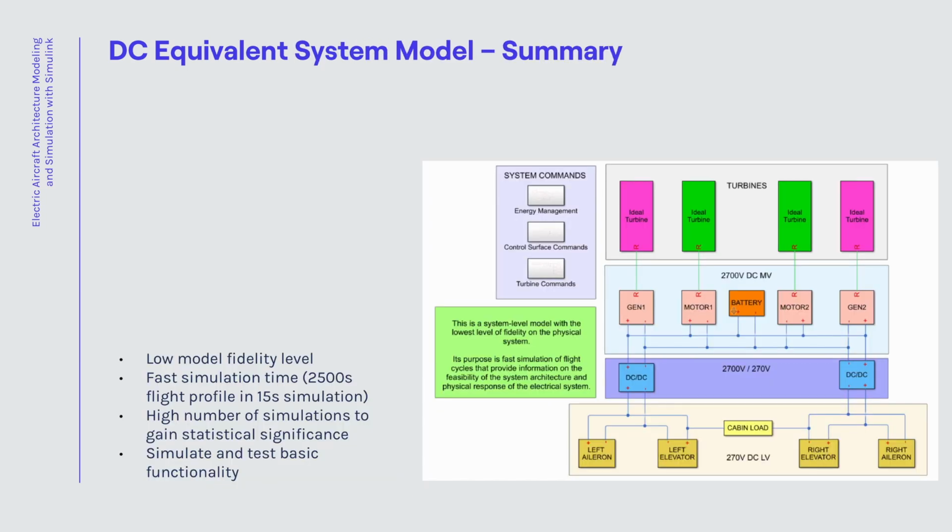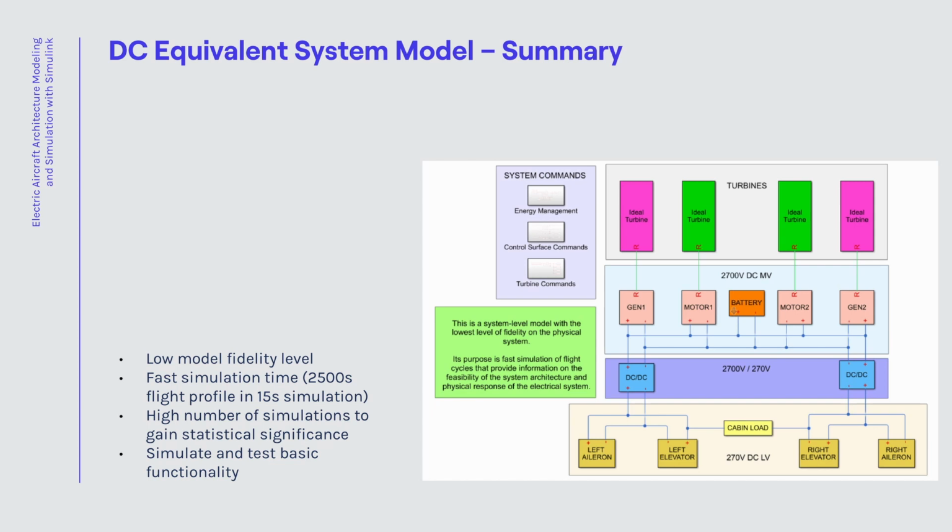To sum everything up, we can tell that with DC equivalent system models, where you are using the lowest level of model fidelity, you are able to construct system level architectures, test basic functionality, look at basic energy flows, and make sure your component sizings are appropriate for your system. And those simulations run very fast. This particular model simulates 2500 seconds of flight profile in just 15 seconds.